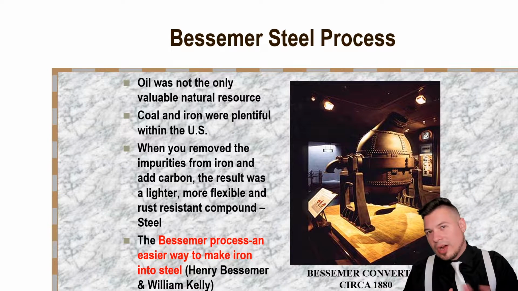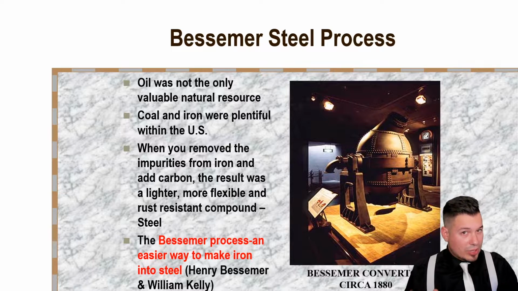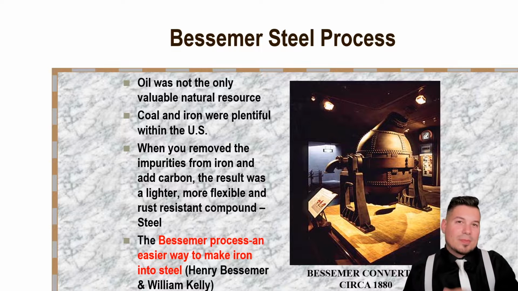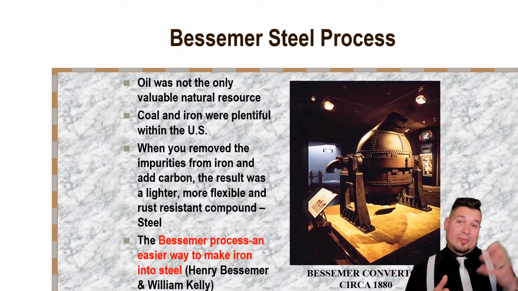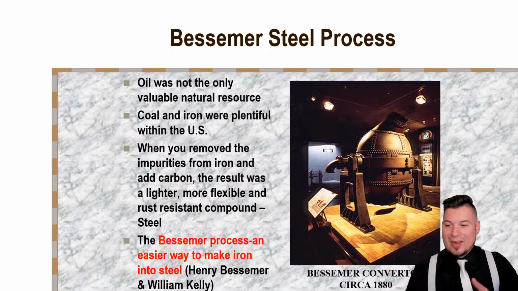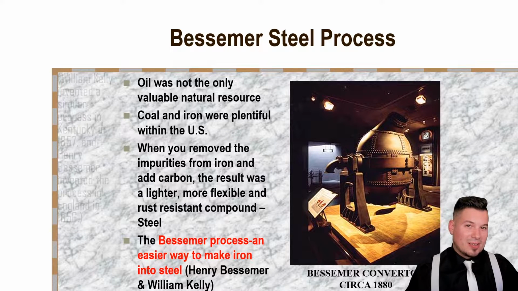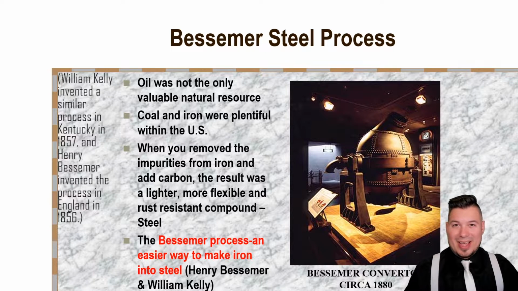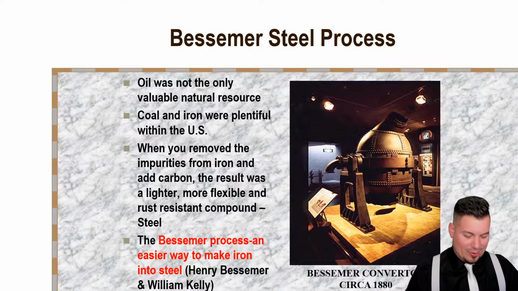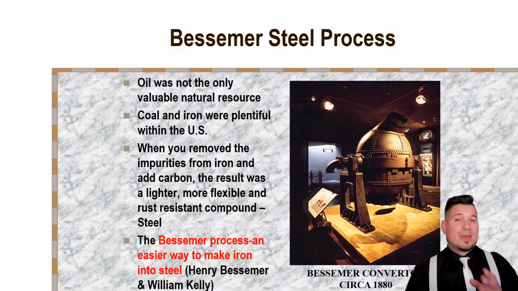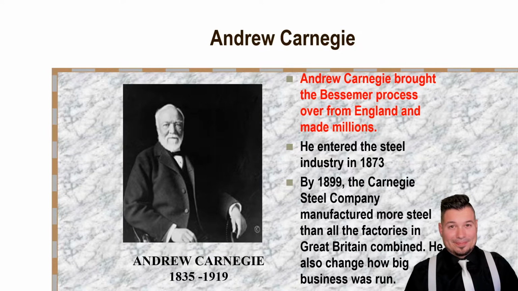Now, although Andrew Carnegie is going to be incredibly rich off this process and his steel-making plant in Pittsburgh, the Bessemer process was not invented by him. In fact, he took it from England, as it was Henry Bessemer and William Kelly who created this process. In fact, they were using it to make bullets, and that's where he said, I could use this. And of course, as a Scottish immigrant here to the US, he makes millions off of it.